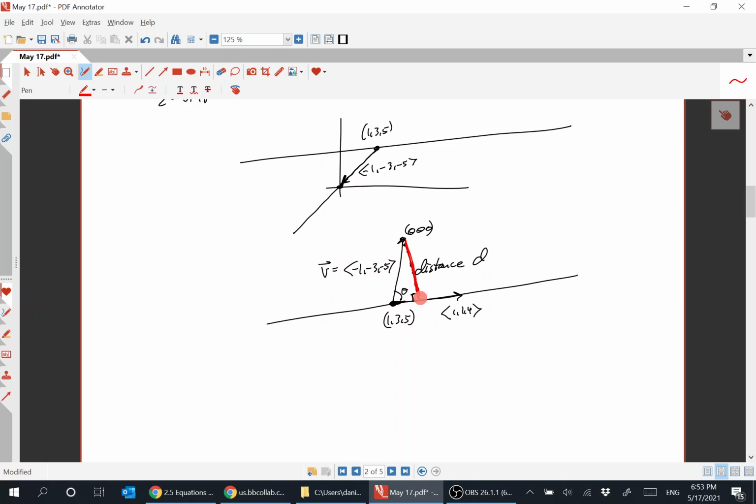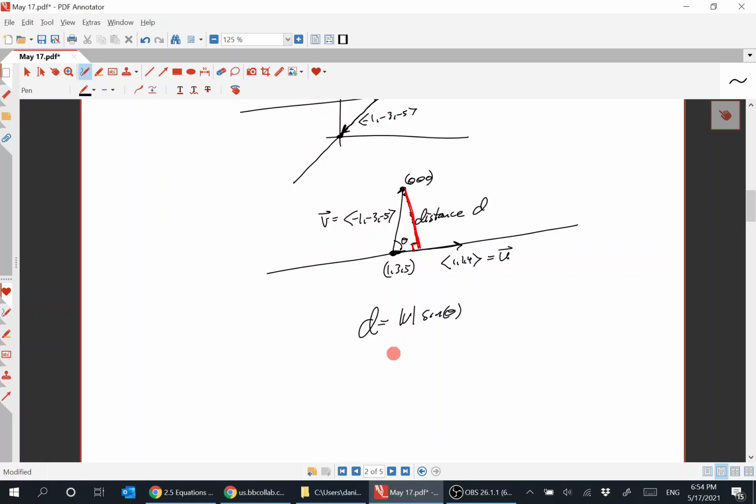Right, just using basic trigonometry. Because the shortest distance of the origin to the line, or the point to the line, is going to be this perpendicular distance. So how do I get that? Isn't it v sine theta? Yeah, length of v sine theta. Okay, and then we also have this slope vector here. What should we call it? We'll call it u.